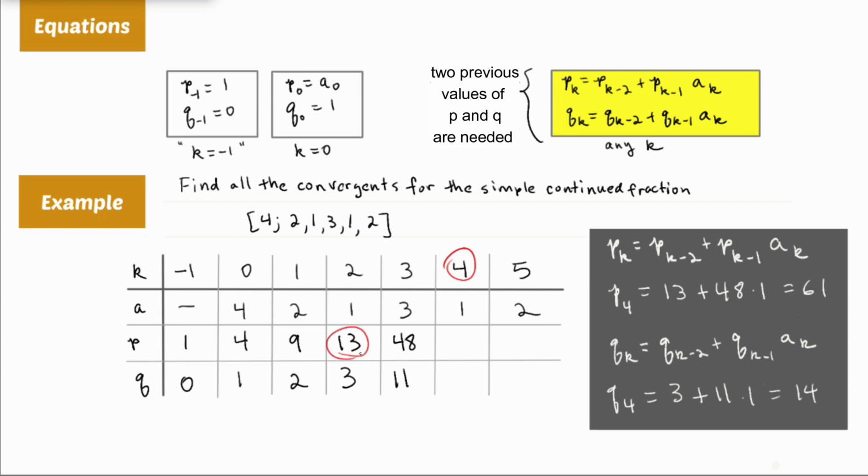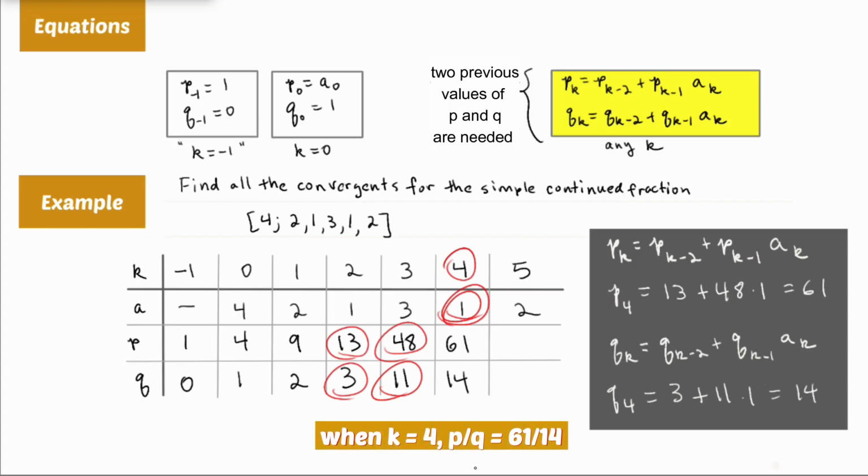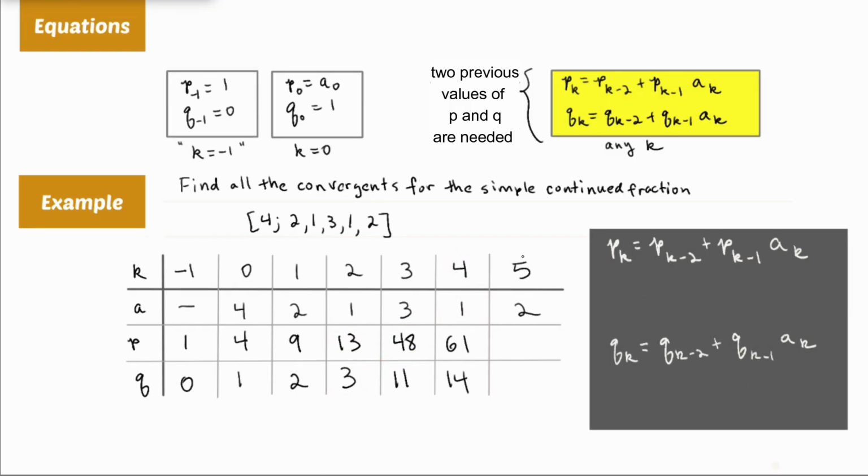This is the 13, the 48, and the 1 that we used to calculate p, and this is the 3, the 11, and the 1 we used for q. We can write 61 and 14 in the table. The convergent is 61 over 14. Last one, k equals 5.